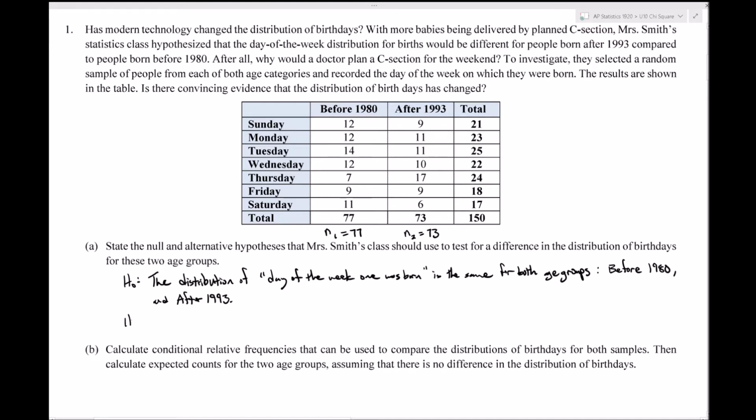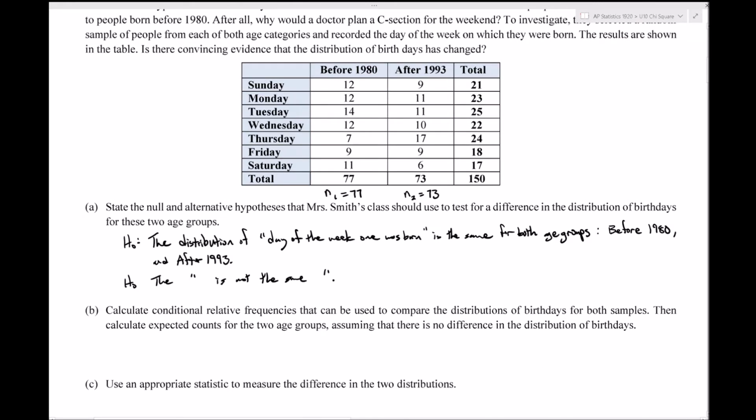For the alternative hypothesis, they're not the same. So it's going to be literally everything that I just wrote, but I'm going to insert the word not somewhere, before the word same, so is not the same. And we'll leave it at that. I'm going to rely on the mathematics, the work that I'm going to show in just a bit, to clarify what we mean by the hypotheses.